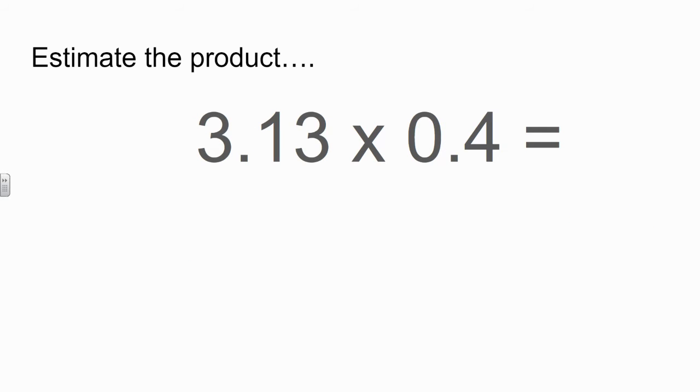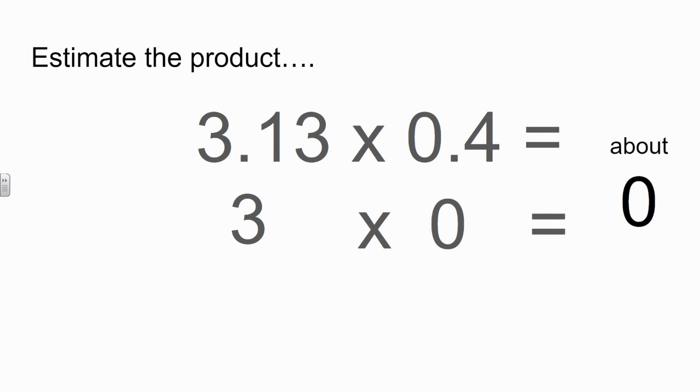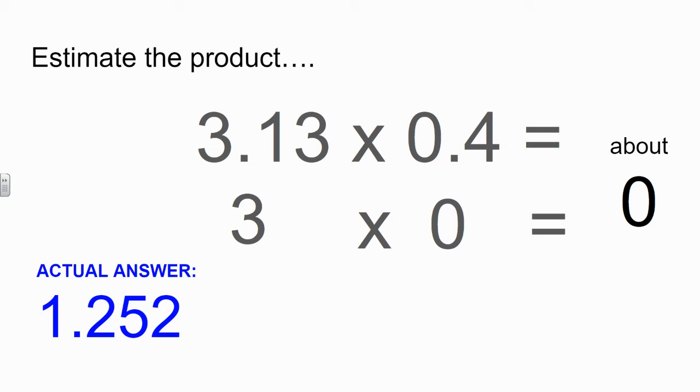All right, look at this, 3 and 13 hundredths, that's about 3. 0 and 4/10 rounds to 0. 3 times 0 is 0. So I know the answer to this multiplication of decimals problem is going to be about 0. If I did all the work or used a calculator, the answer would be 1 and 252 thousandths, which is totally close to 0.